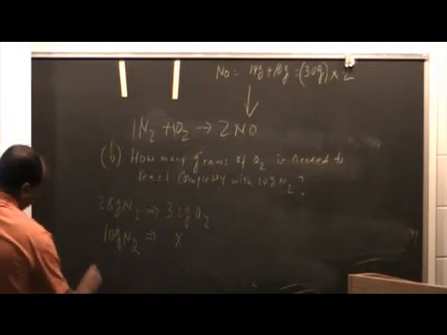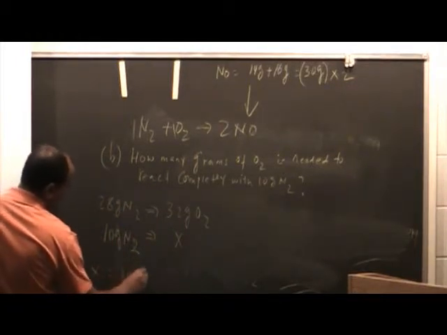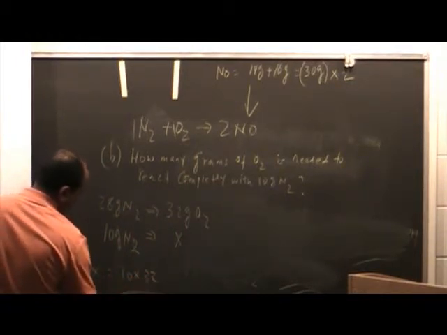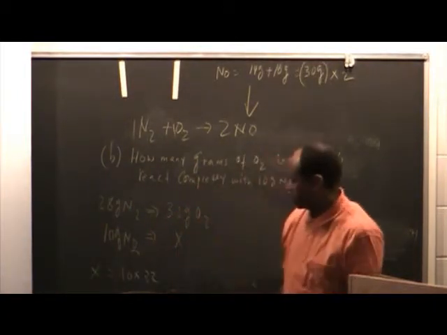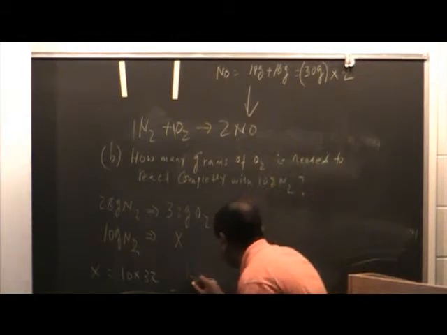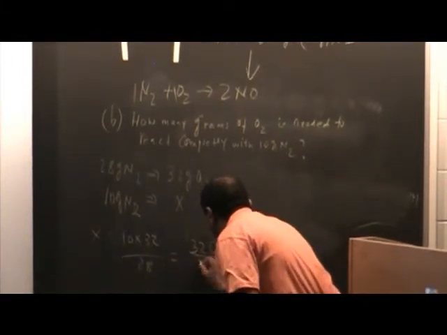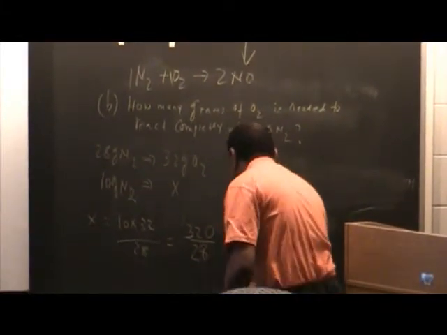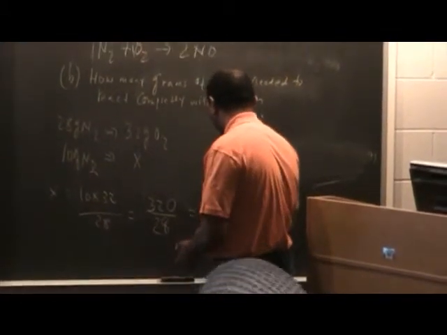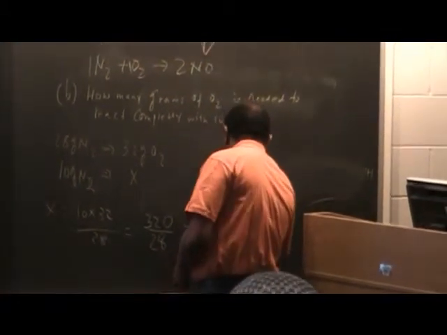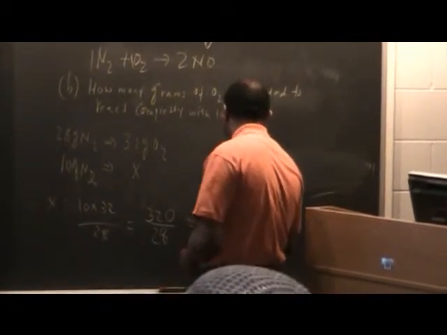So X would be, again, 10 times 32 divided by 28. That is 320 over 28. That gives you what? 11.4 grams. 11.4 grams of oxygen.